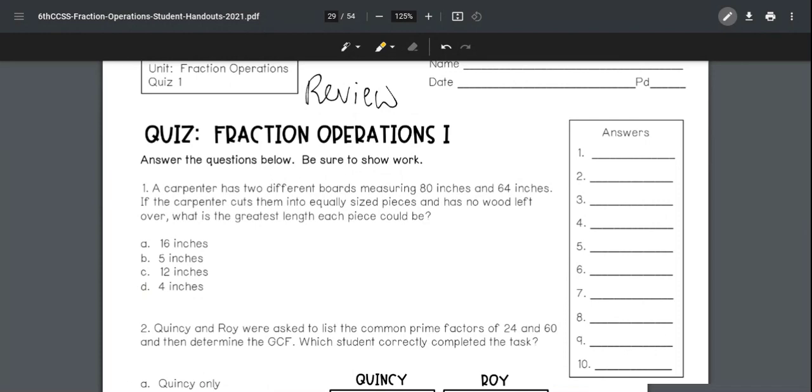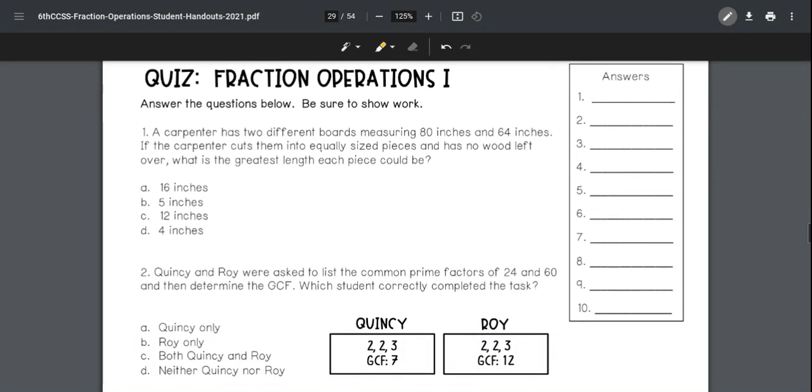So, question number 1. A carpenter has 2 different boards measuring 80 inches and 64 inches. If the carpenter cuts them into equally sized pieces and has no wood left over, what is the greatest length each piece could be? So I'm going to take the numbers 80 and 64 and find the greatest common factor.